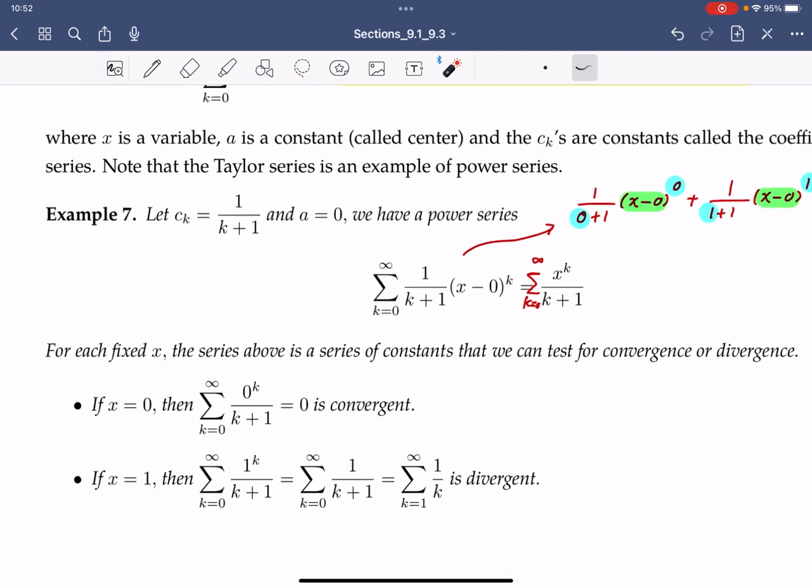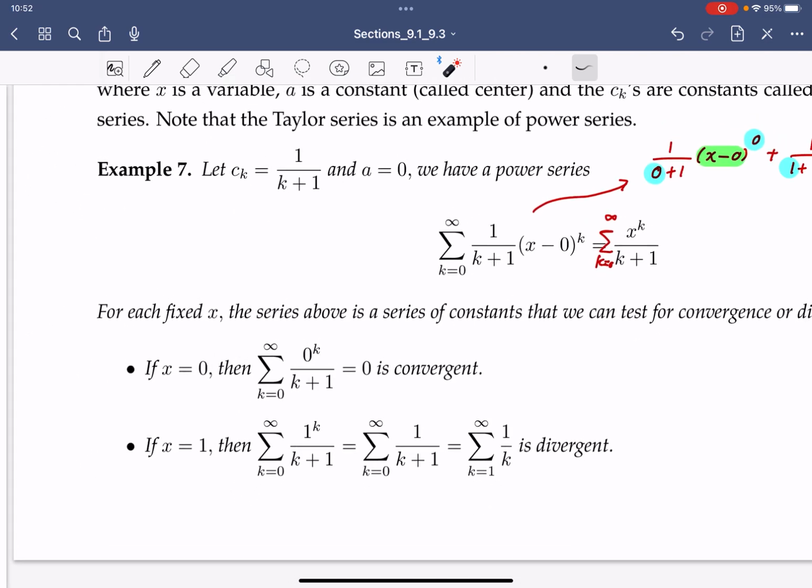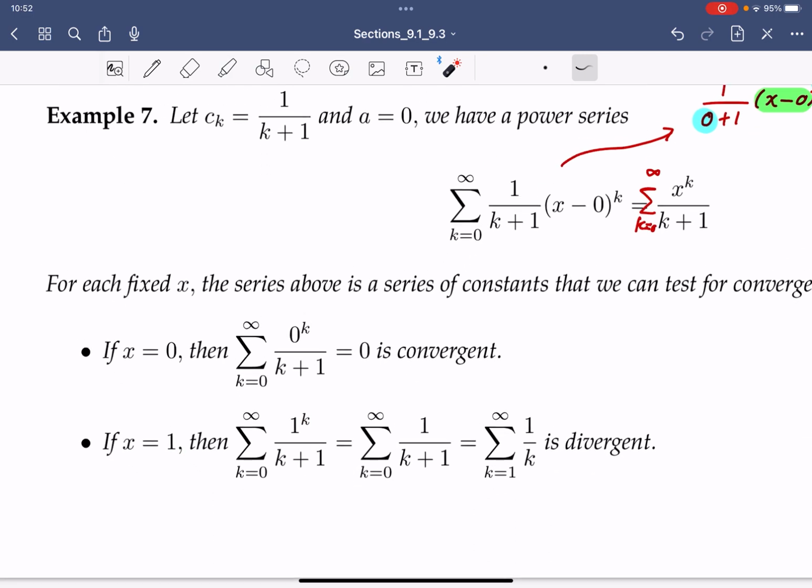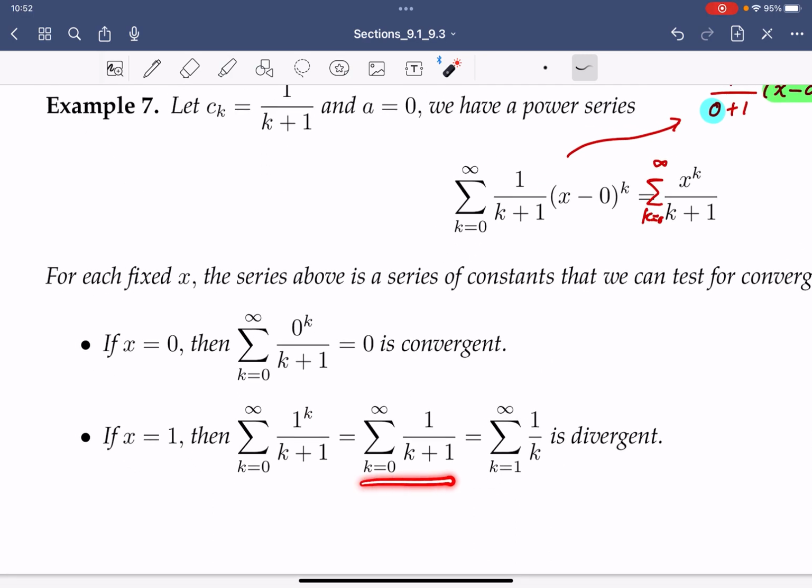What we care about is whether, when you plug in x, the series is convergent or divergent. So x equal to 0 is convergent, because if you plug in x equal to 0, you get 0 over k plus 1 for every term, and when you sum it up it's 0. So it is convergent. And when you plug in x equal to 1, it is 1 to the k over k plus 1, which is the summation of 1 over k plus 1.